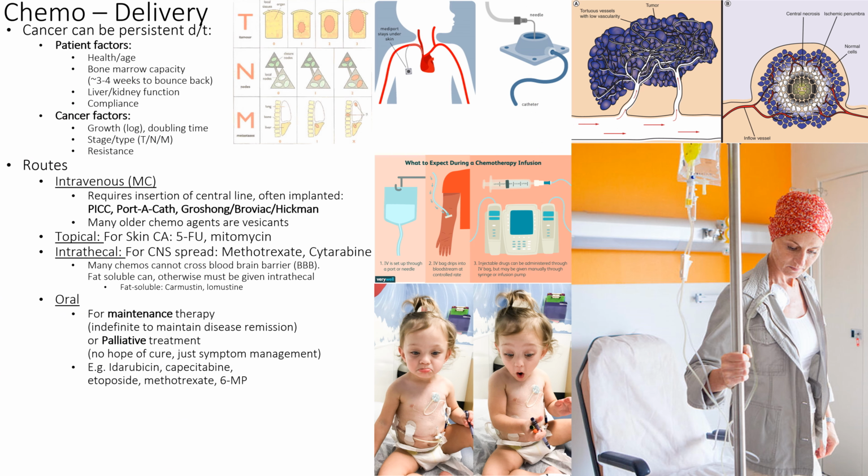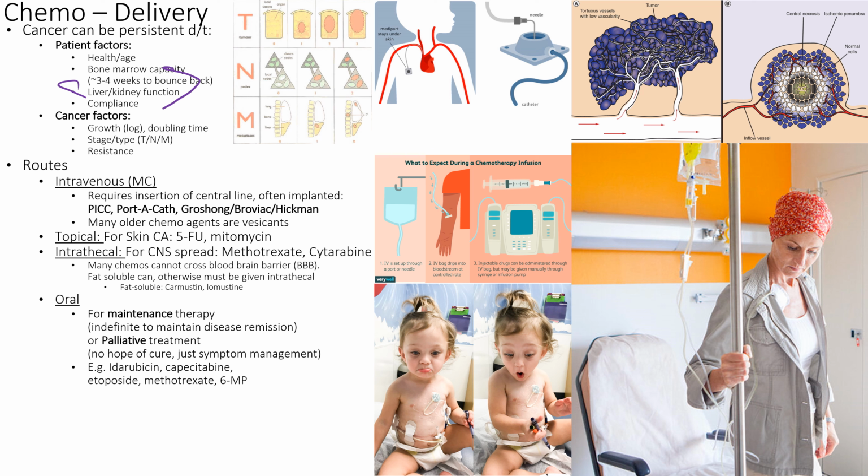All right, so chemo delivery. So how do you deliver chemo? All right, so it can be persistent, and that would be because of someone's health or age, their bone marrow capacity. Sometimes a younger person might bounce back much faster than an older person from chemotherapy. There can be liver and kidney function, and we'll point out the ones that damage our kidneys, the ones that damage our liver. Right? And of course, compliance.